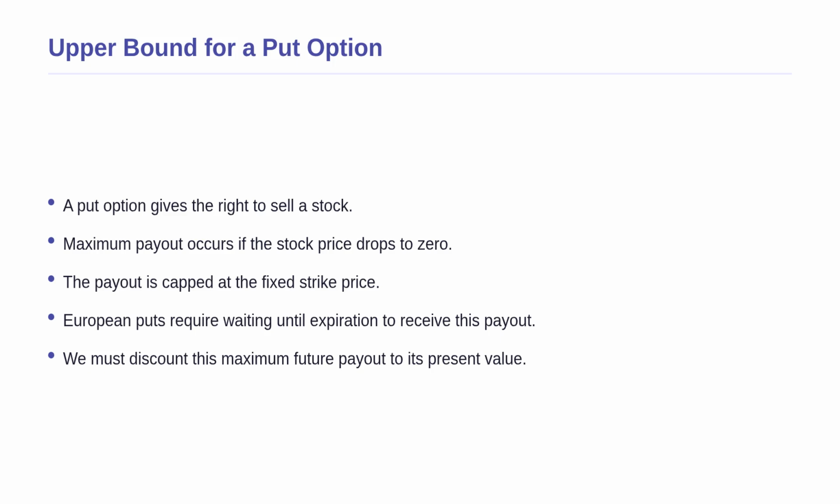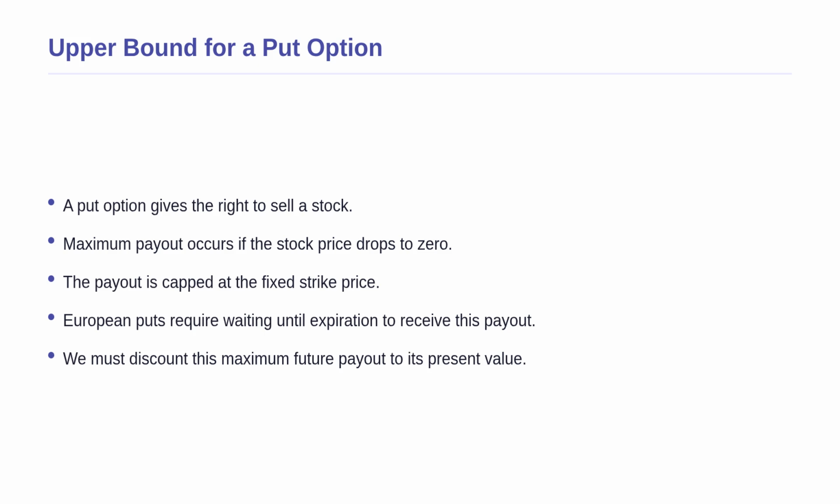We have seen the ceiling for a call option, but what about a put option? A put option gives you the right to sell a stock for a fixed strike price. The maximum possible payout for a put option happens in the extreme scenario where the stock price drops all the way to zero. In that case, you sell a worthless stock for the strike price, making the strike price your maximum possible gain. However, because a European put option forces you to wait until the expiration date to actually get this money, its maximum value today is not the full strike price. Instead, it is the present value of that strike price.